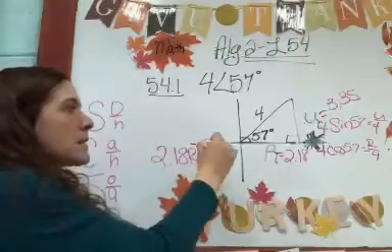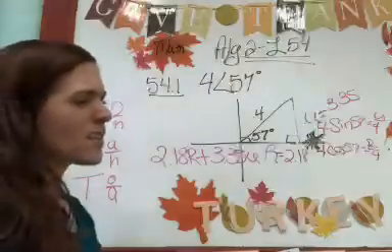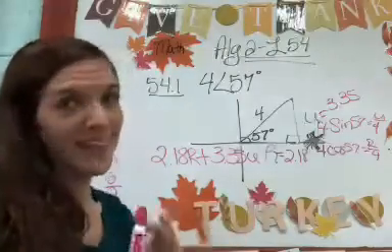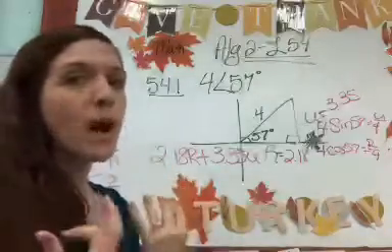So now your answer is going to be 2.18R plus 3.35U. Maybe you say, Miss Jessica, but why do they write it like that? Because that's the format. That's all I can tell you. And this is what it tells you.